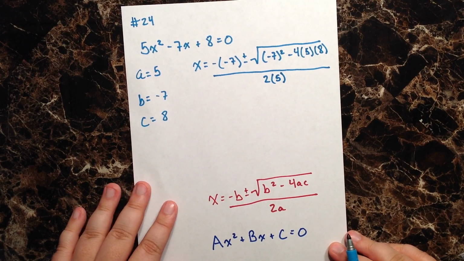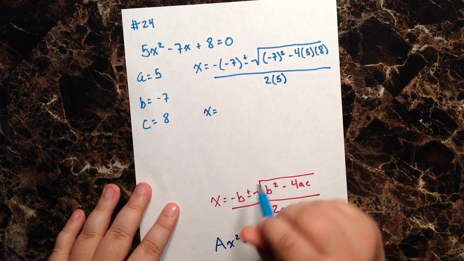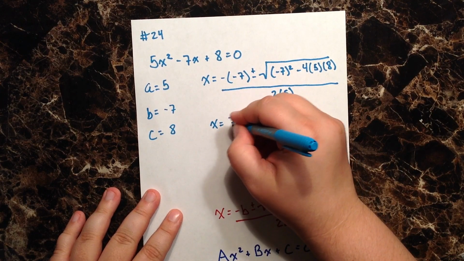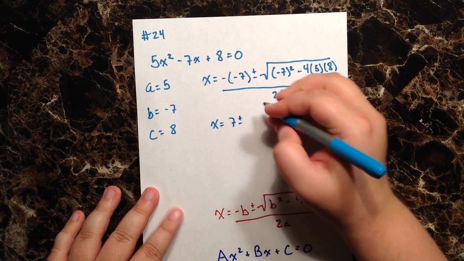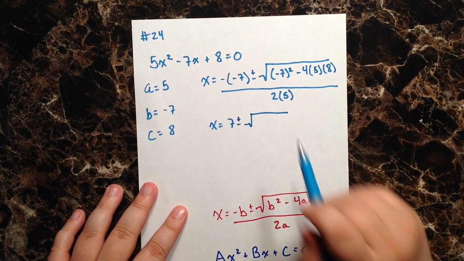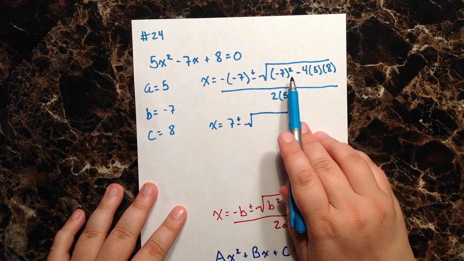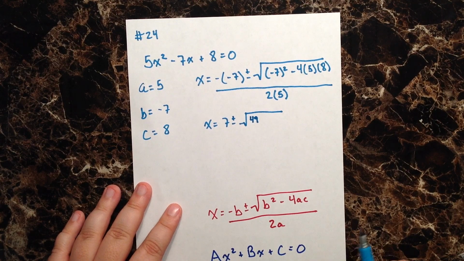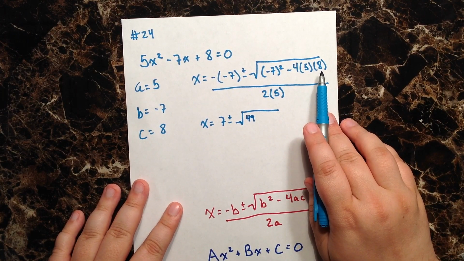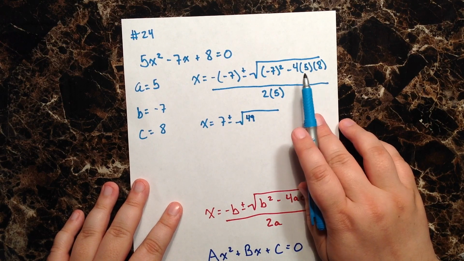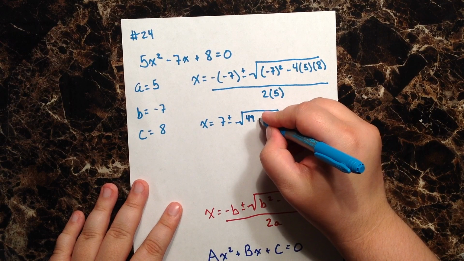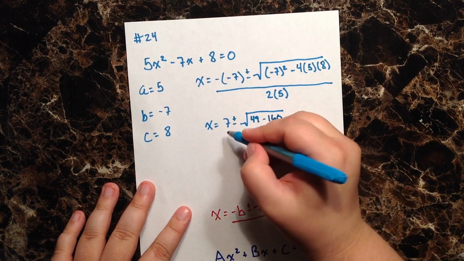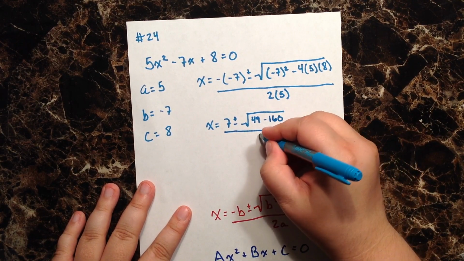Let's start to simplify. So x equals, when I distribute my negative to my negative 7, a negative times a negative is a positive, so this becomes positive 7, plus and minus the square root. What is negative 7 squared? That's a positive 49. Then I have 5 times 8, which gives me 40, and 40 times negative 4 gives me, 4, 8, 12, 16, a negative 160. Divided by 2 times 5, which is 10.